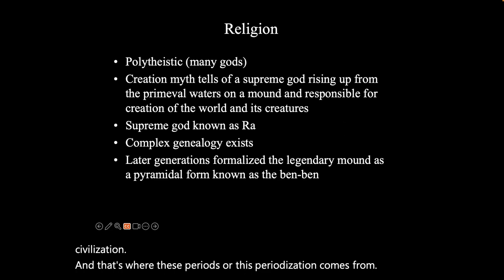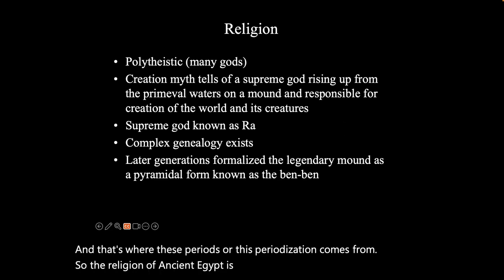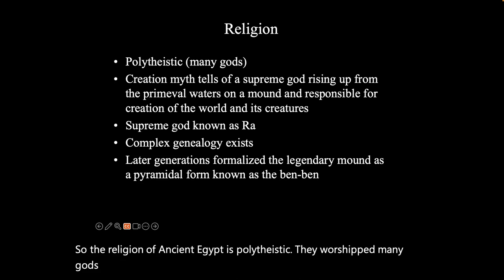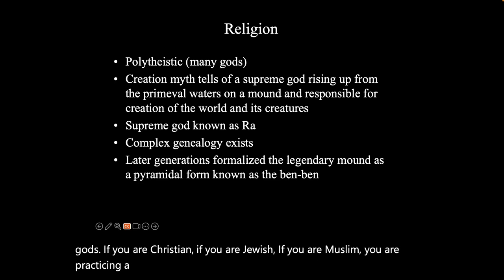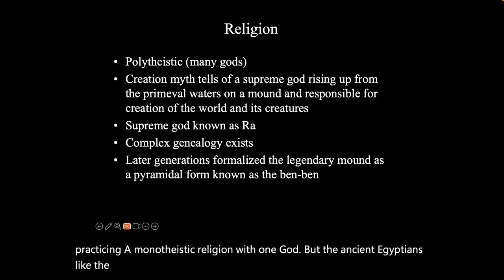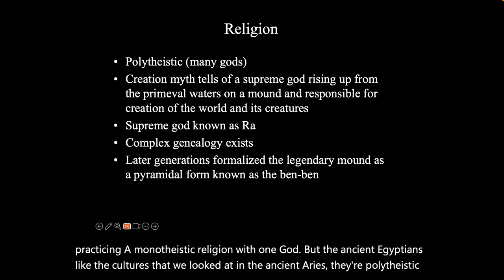So the religion of ancient Egypt is polytheistic. They worshipped many gods. If you are Christian, if you are Jewish, if you are Muslim, you are practicing a monotheistic religion with one god. But the ancient Egyptians, like the cultures that we looked at in the ancient Near East, are polytheistic. They believed in many gods.